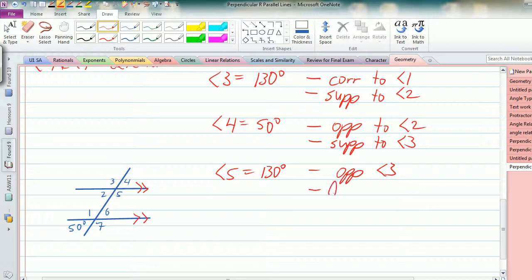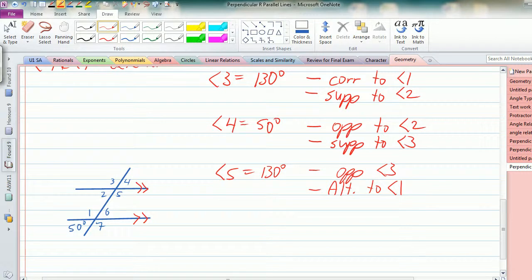Good, well done. It was the first time we've used that. Alternate to angle 1. Good, so they make the letter Z or the letter S. There's the letter S right there. Good job. What else? We covered angle 3, covered angle 1.